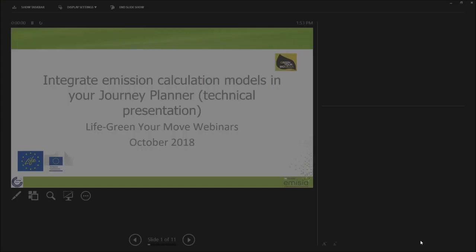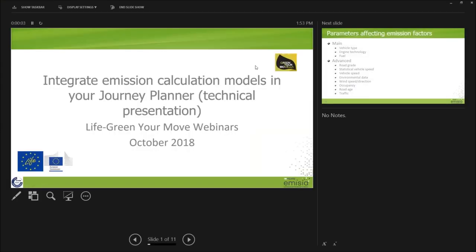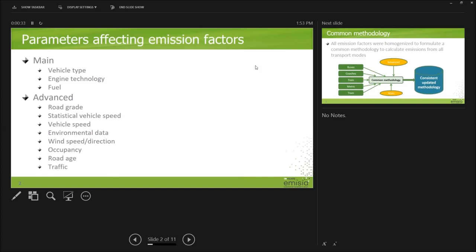Okay, thank you. So, this is a more technical presentation, even though it was a bit difficult to present the integration of the emission calculation model. So we just tried to give you some basic information and then give you more information using some examples. It is easier this way, and if you need any assistance on how to do that, you can of course contact us later on.